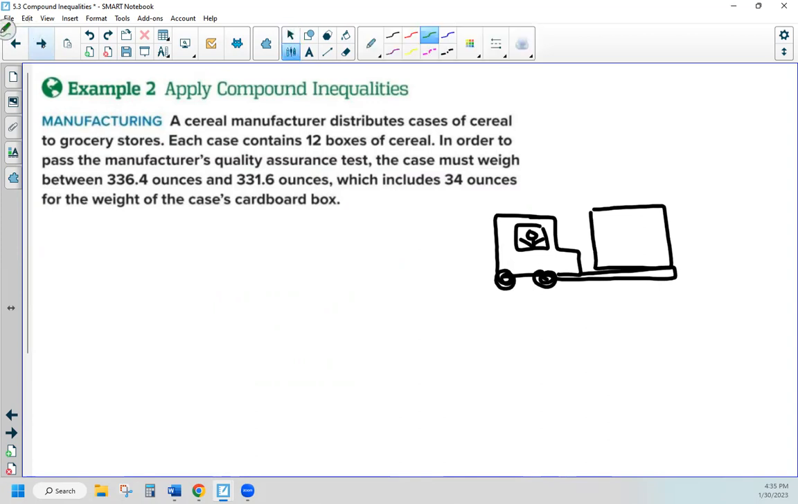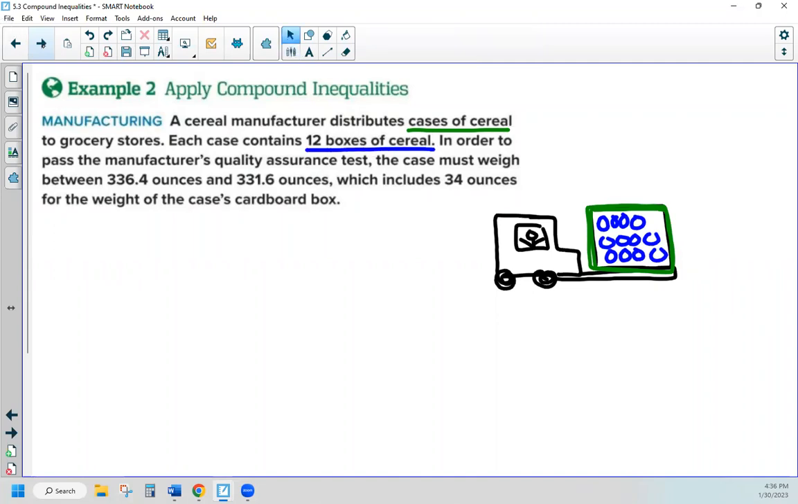So when they say cases of cereal, I want you to think of this right here. This is a large case that has smaller boxes inside. Each case contains 12 boxes of cereal. So inside of this green square, we have 1, 2, 3, 4, 5, 6, 7, 8, 9, 10, 11, 12. That's going to be this right here. I know that cereal boxes are not round, but it's quicker to do it that way.